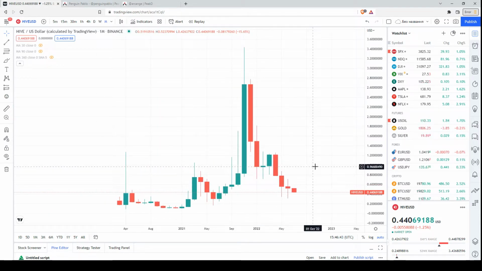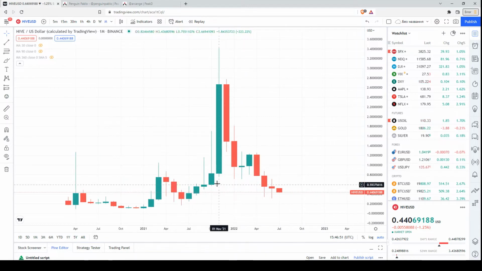I would say that we're very familiar with the price chart of Hive because I analyze it once a month or sometimes twice a month. So let me remind you that last year in October and November, the price skyrocketed. It hit its all-time high, and then a correction started because this correction hit the whole cryptocurrency market like Bitcoin, Ethereum, and so on.